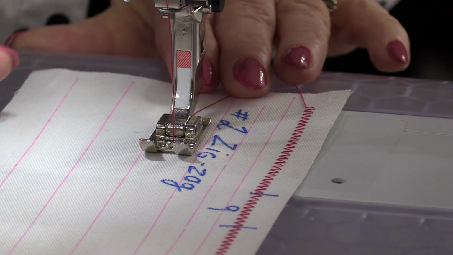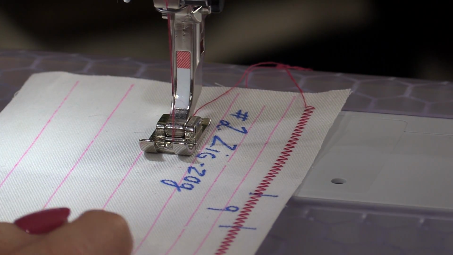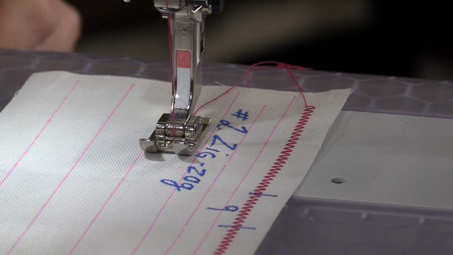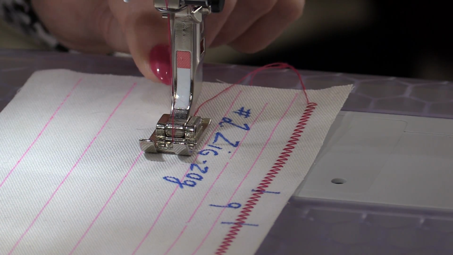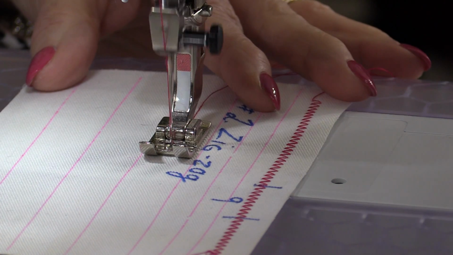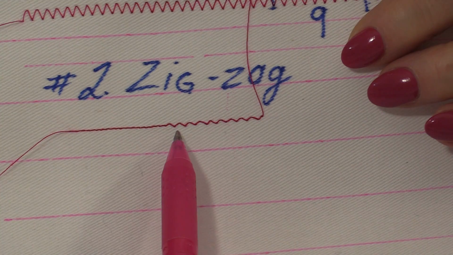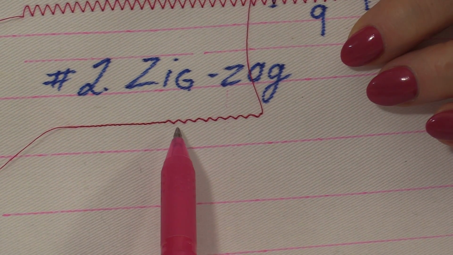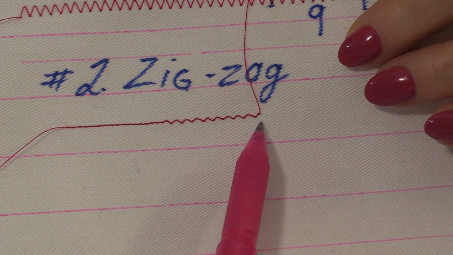So I have it set now at 1. And you will notice that that zigzag is small. You can see the needle going back and forth, but it's very minimal. So that 1 is just this tiny little zigzag.